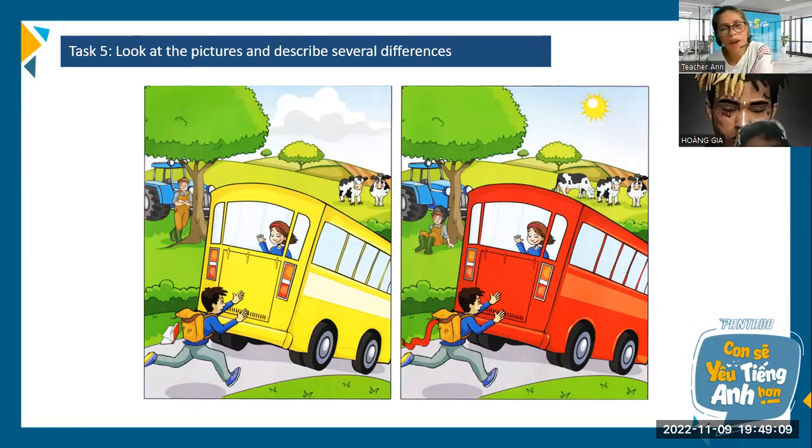Another one. One another. What can you say? What have you seen? Other differences. Very good. Very good. Okay, I can hear the grammar. Very good. The boy in the picture A, the rock, book, and the boy in the picture B, the rock.